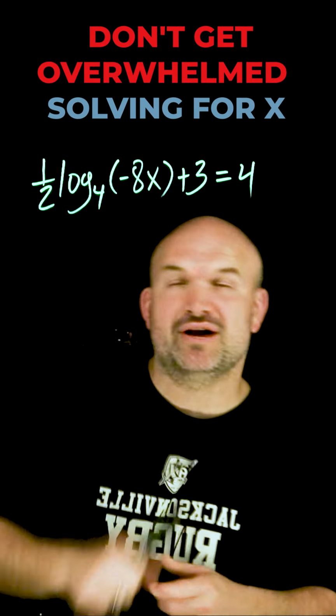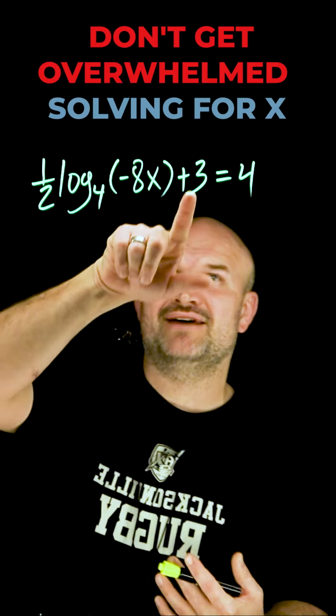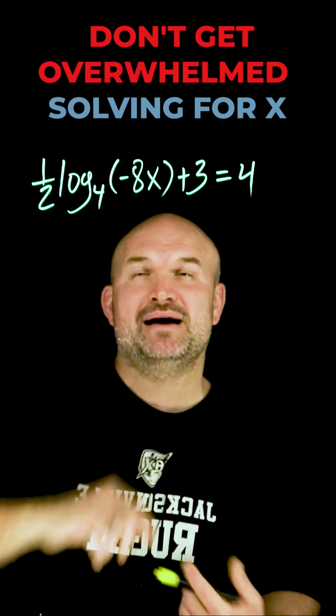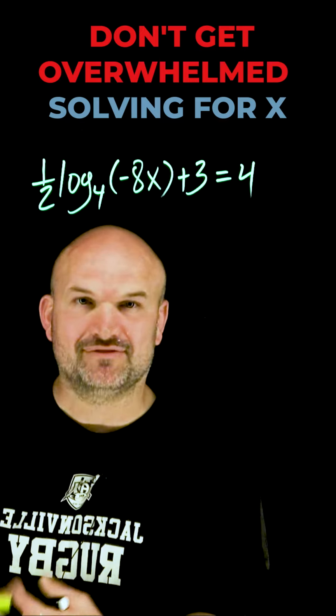If you think about solving for x, you might get overwhelmed with which inverse operation to apply first. You have a minus 3, you have multiplied by negative 8x, you have a log base 4, and you have a multiplying by 1/2. Which one will you do?